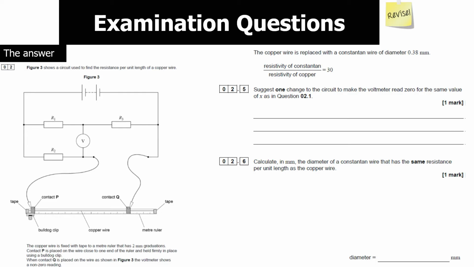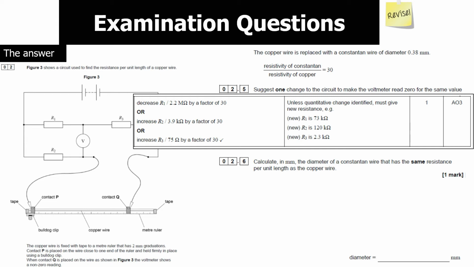Right, so how do you answer this first question? You've got to just think numerically about what's going on. The idea is we want to make our voltmeter read 0 for the same value of X. So what you could do is look at what you could do for R1, R2 or R3. Because the resistivity has increased by a factor of 30, you could decrease R1 by a factor of 30, or you could increase R2 by a factor of 30, or you could increase R3 by a factor of 30. Think about how changing that resistivity will affect the overall value, and think about how you can link it into the equation shown.